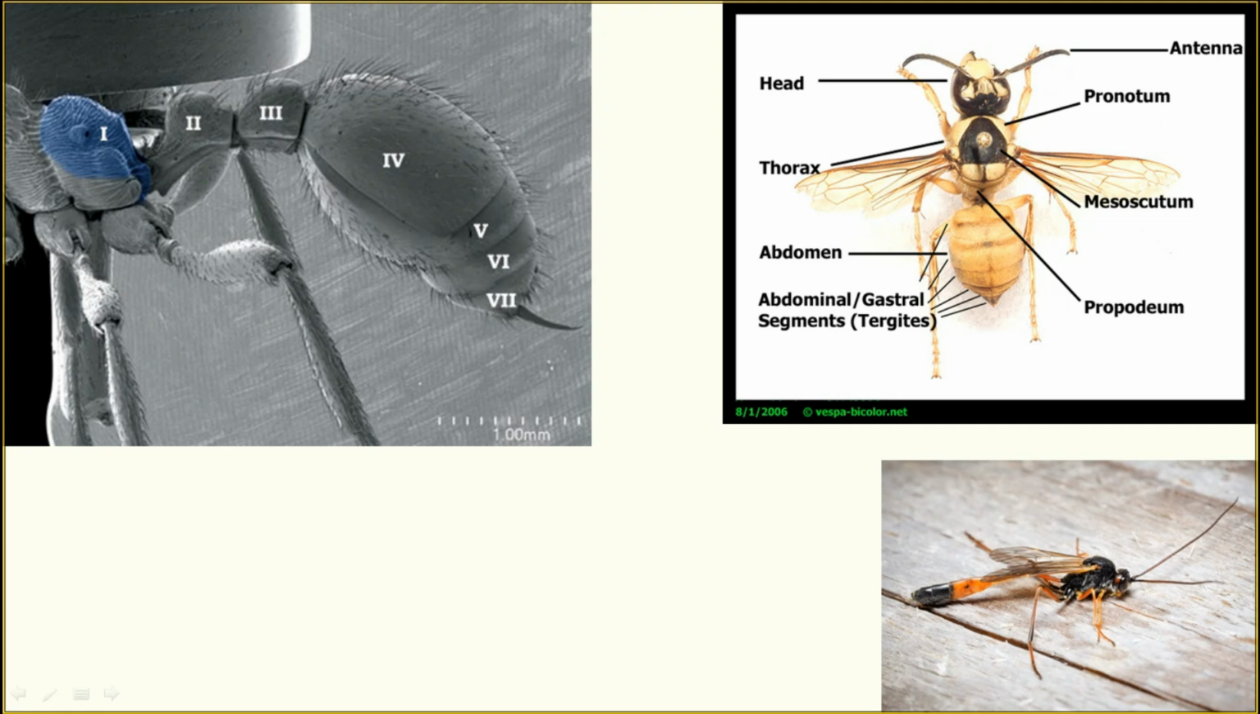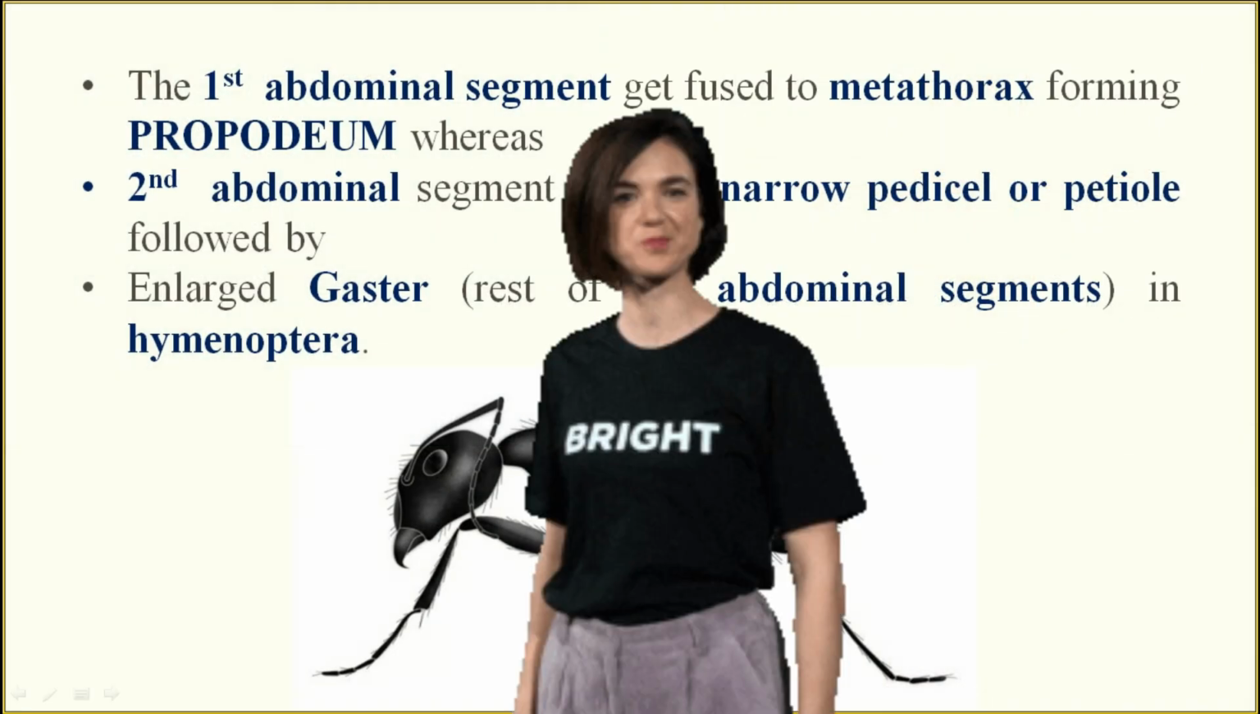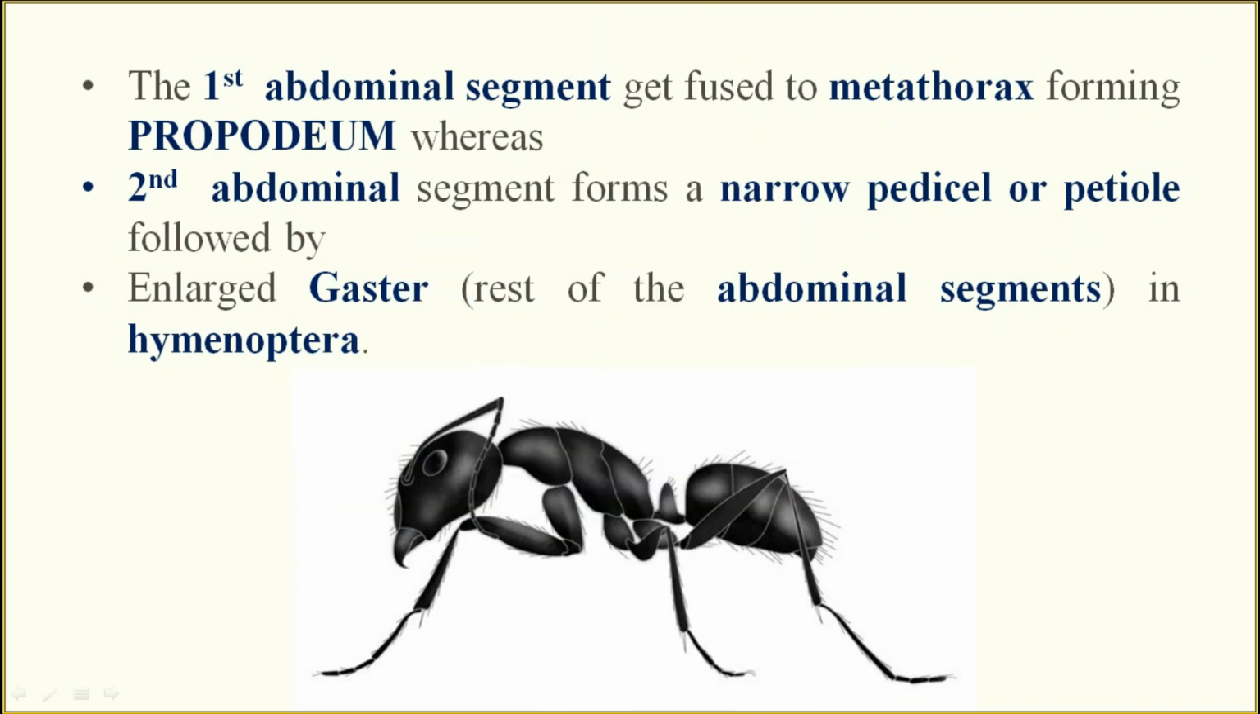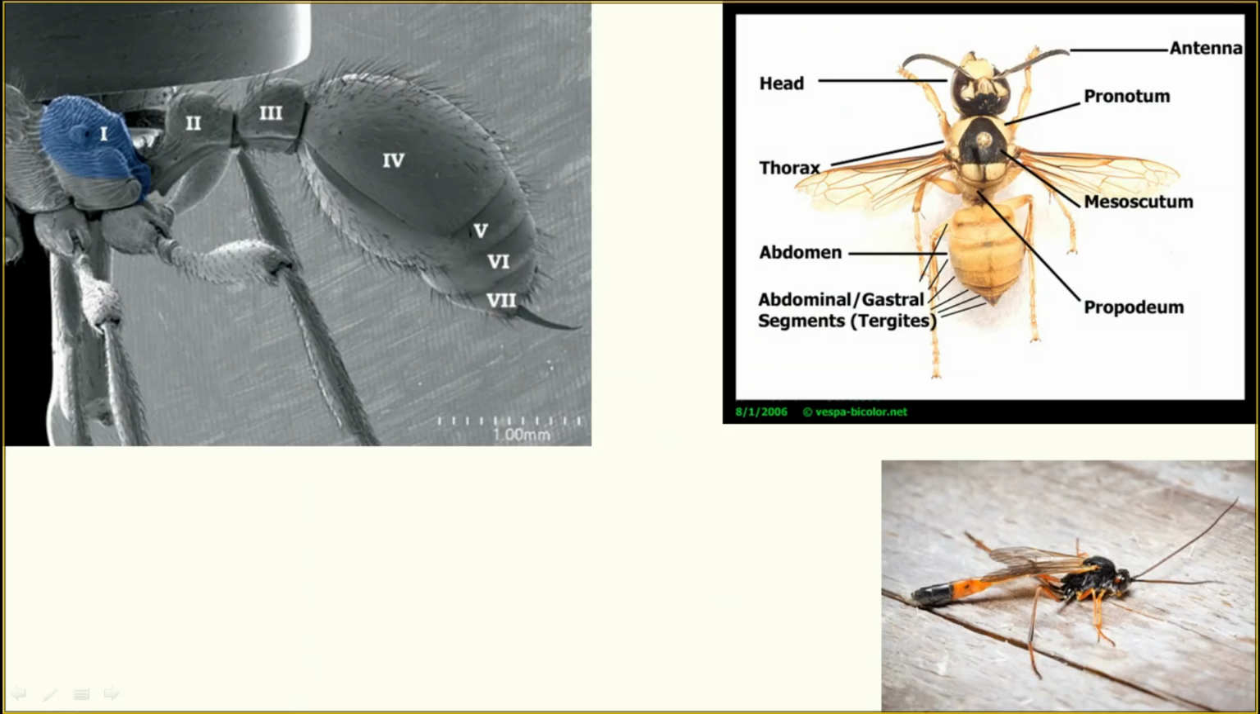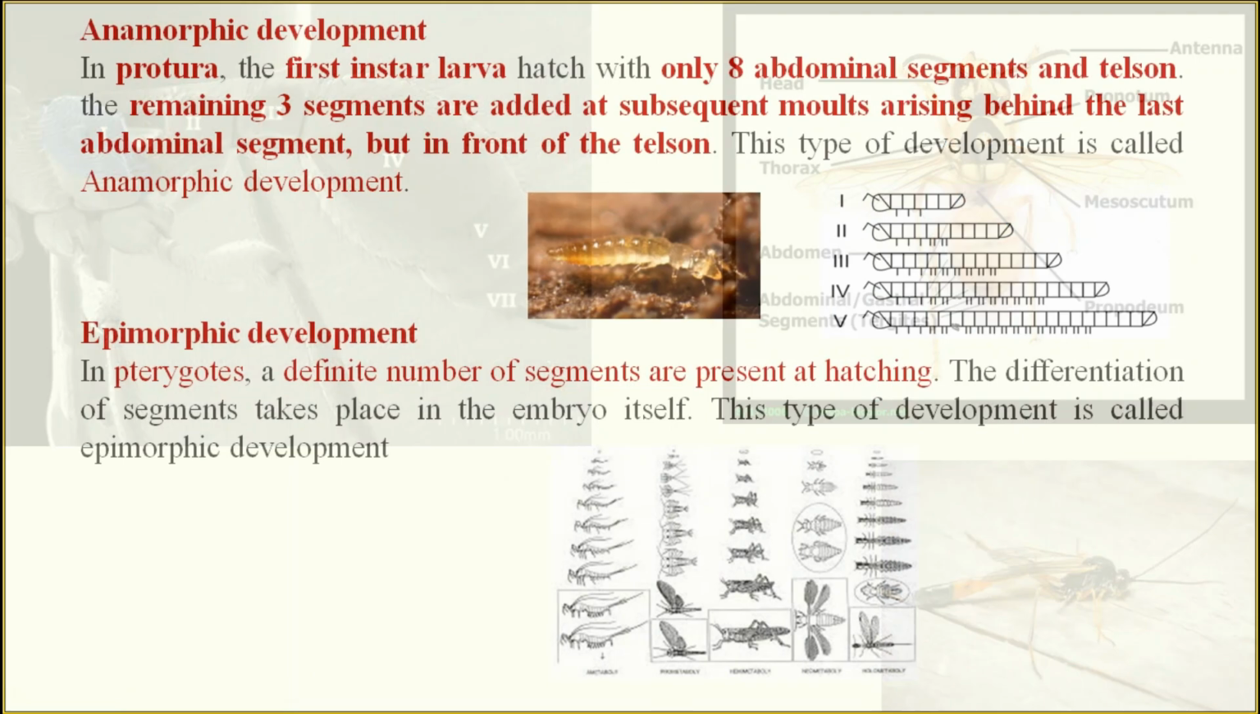Then the second segment will be somewhat reduced. Understanding or not? Somewhat reduced, that is known as your pedicel or petiole. And the last abdominal segments will be enlarged. That is known as what? Your gaster. Rest of the abdominal segments are known as gaster. Propodeum, petiole or pedicel, gaster. That means third, fourth, fifth, sixth, seventh, eighth, ninth, 10th, 11th, all together are known as what? Your gaster. In case of ants, honeybees, and wasps.